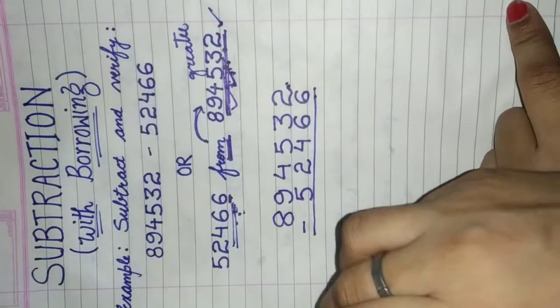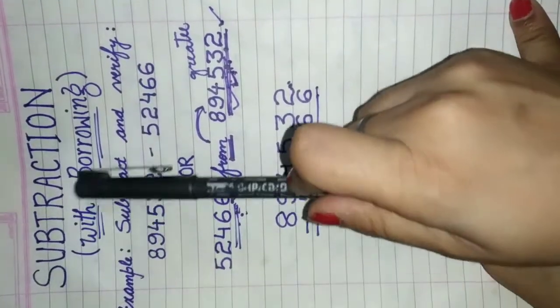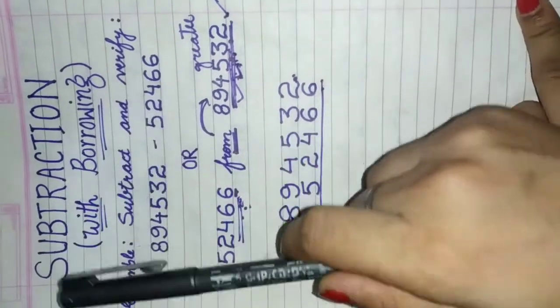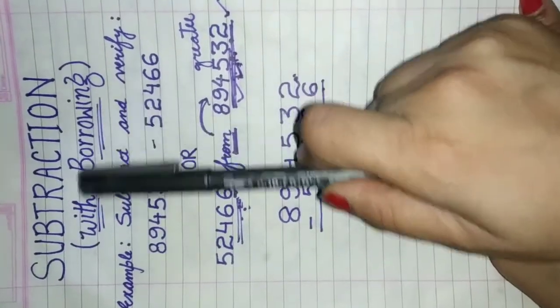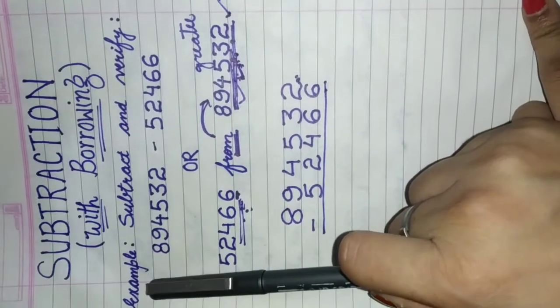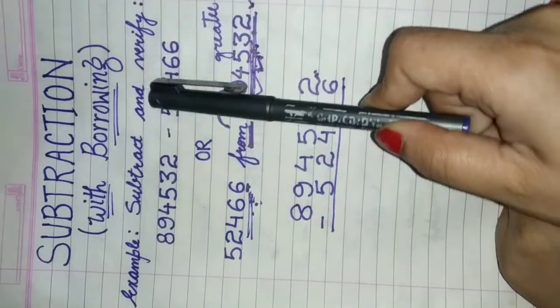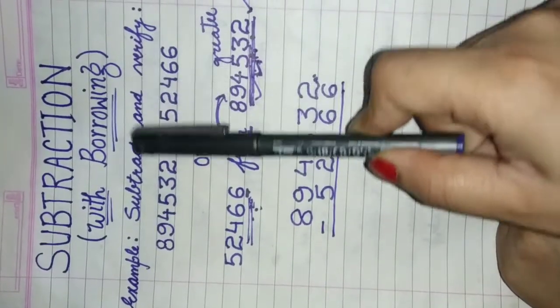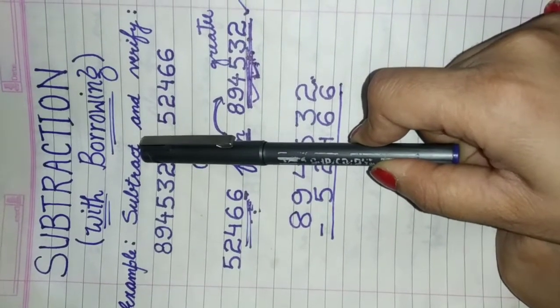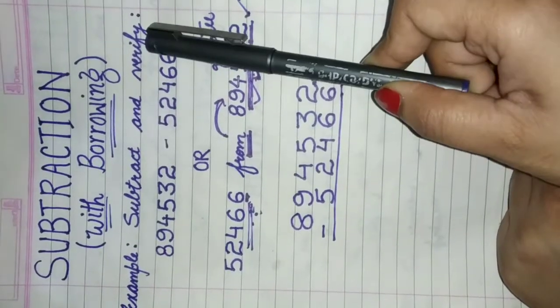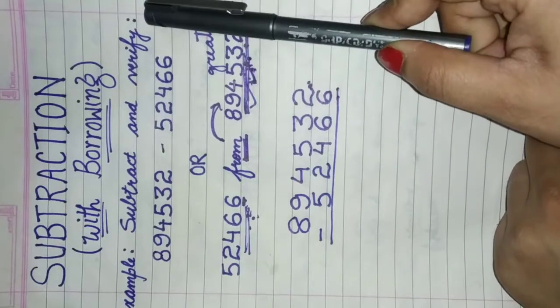Hi children, today we will learn subtraction with borrowing because we have already learned subtraction without borrowing. In this one, let's take an example. We have to subtract and verify. It means that we firstly have to subtract, then you have to check whether your answer is correct or not.